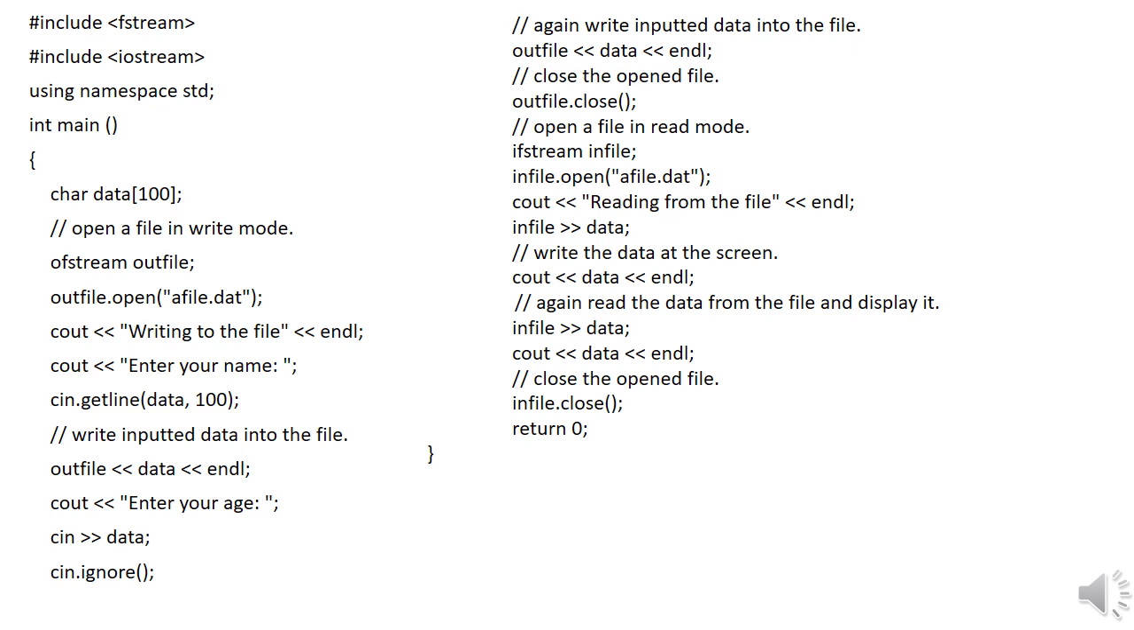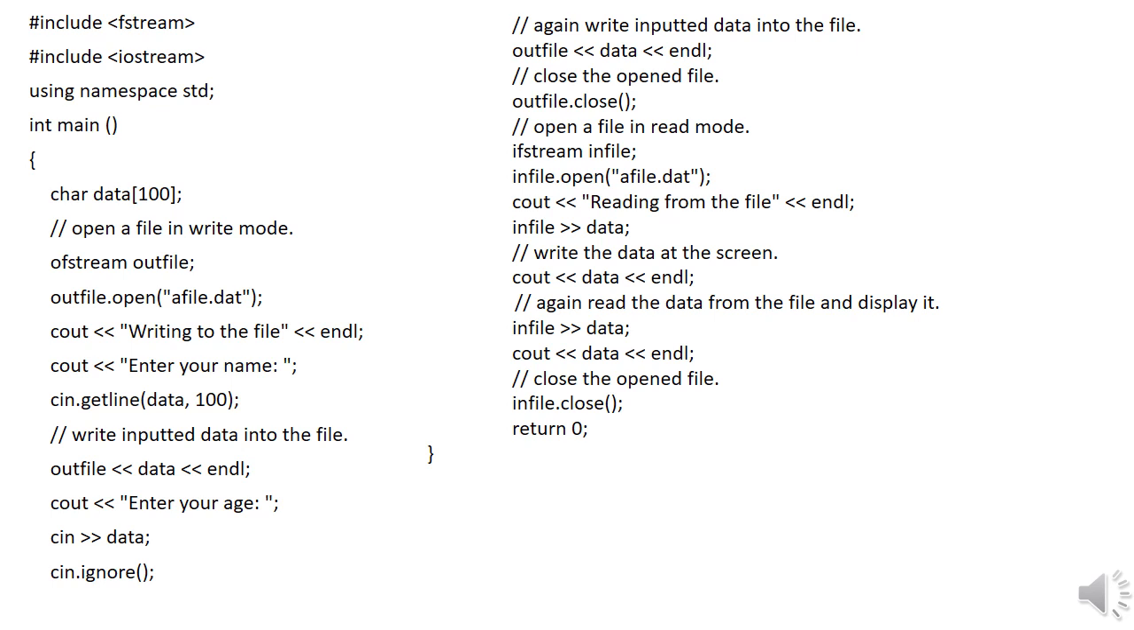That data will be stored into array data. Then we are going to write that name into a file. The syntax is the object name, double less than, the array where we stored data. The syntax is outfile, that is the object name of the ofstream class.